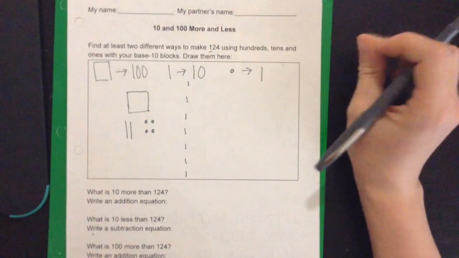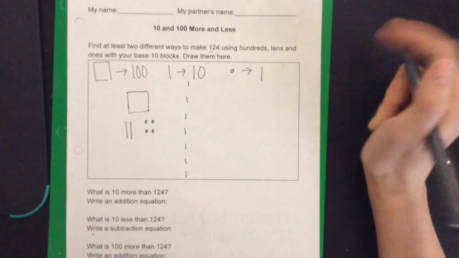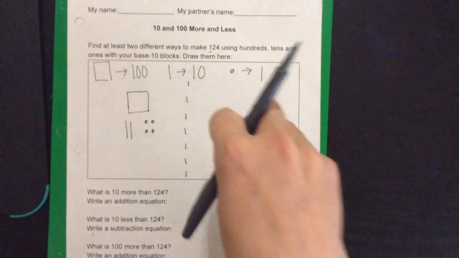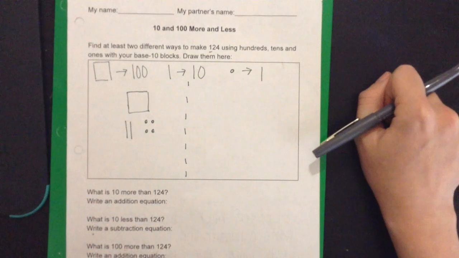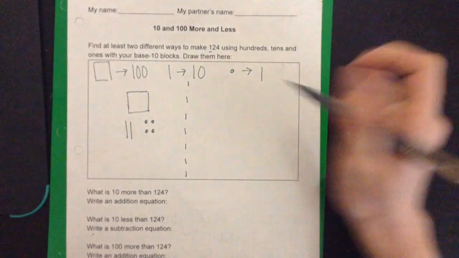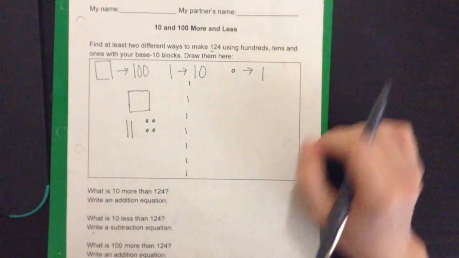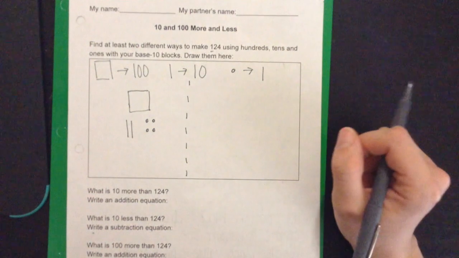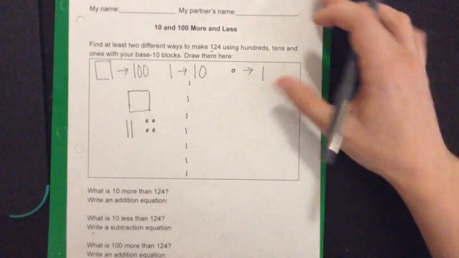There are other ways that you could make 124 using sticks, circles, and squares. I want you to show me a second way to make 124 using base 10 blocks or drawing base 10 blocks. If you want to show a third or a fourth way, you absolutely can. There are many different ways you could show 124.